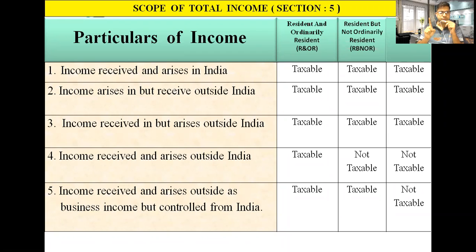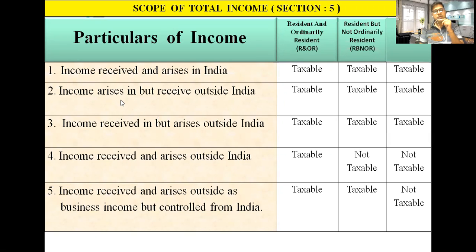The first rule: income received and arises in India. Received means accepted, arises means created, generated, and when both the activities are completed in India, then if the individual is a R&OR, it is taxable. If the individual is a RBNOR, then also taxable. If the individual is a NR, non-resident, then also taxable.